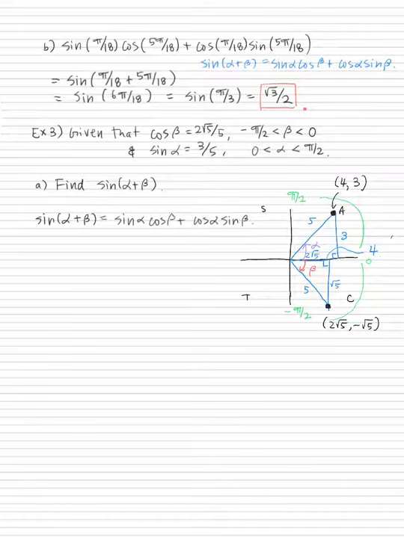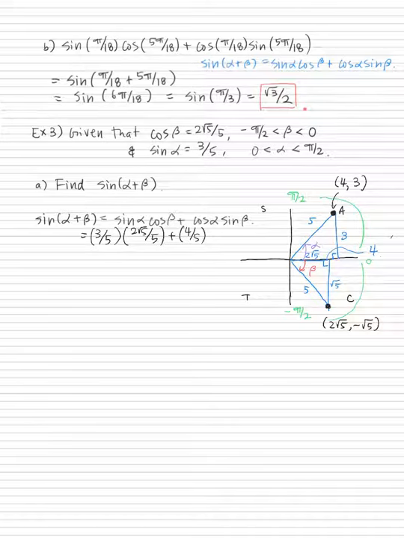So sine of alpha is given by 3/5. That's given to us. And cosine of beta is 2√5/5. That's also given to us. Now, what we need to do now is compute the cosine of alpha. Okay, so let's look at the top triangle. Cosine is adjacent over the hypotenuse of that triangle. So the adjacent side is 4, hypotenuse is 5. So that's the value of cosine alpha.